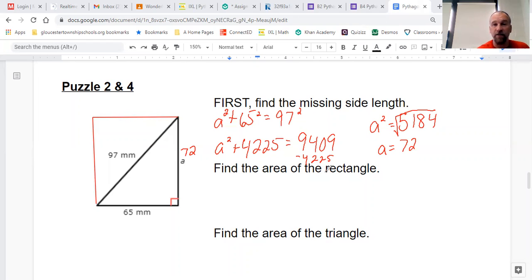When I find the area of the rectangle or the triangle, I said before, once you get these perpendicular sides, the hypotenuse means nothing. So now I'm going to ignore the hypotenuse and just pay attention to the length and the width of the rectangle. The area of a rectangle is length times width. So it's just 72 times 65. Grab my calculator again. 72 times 65 is equal to 4,680.